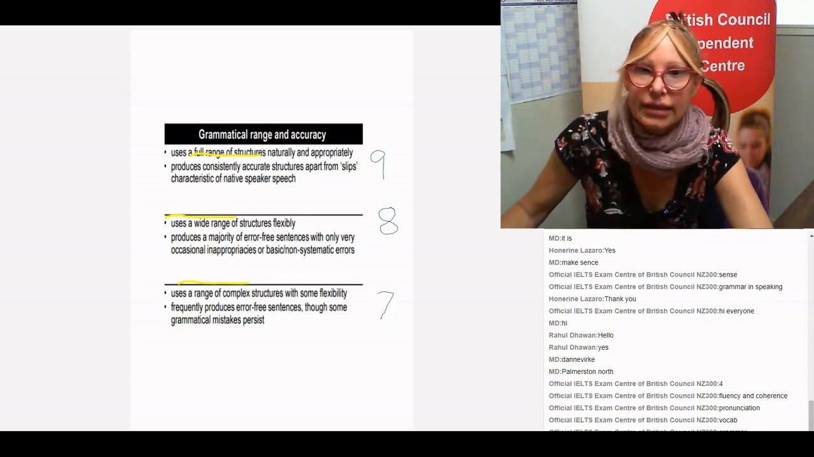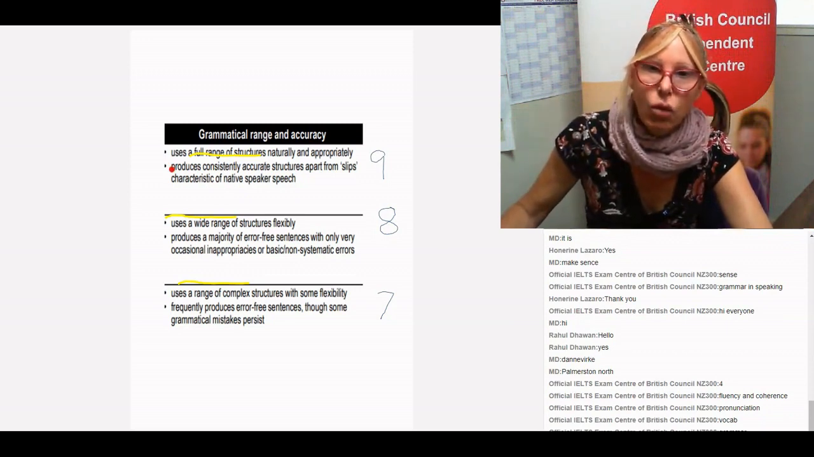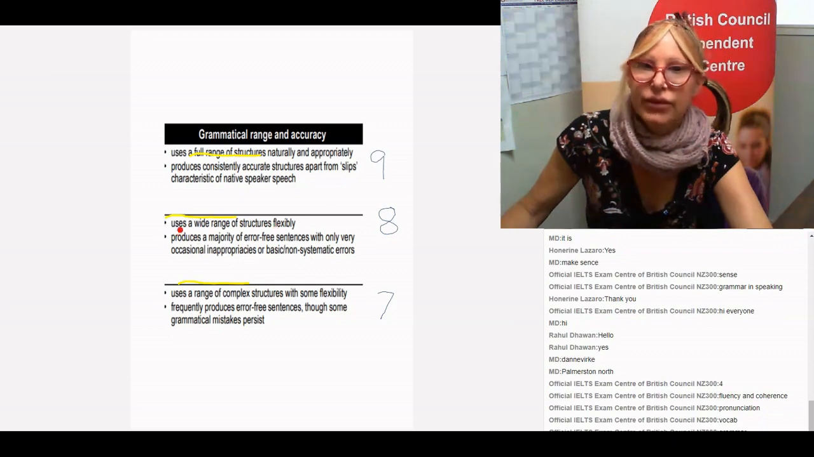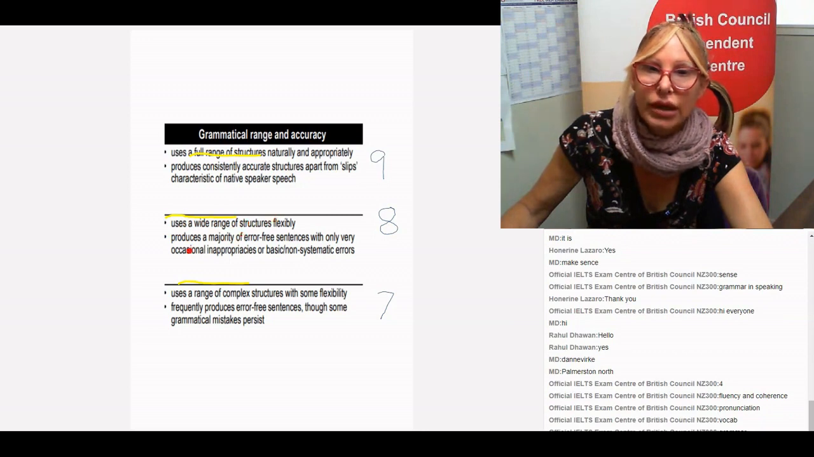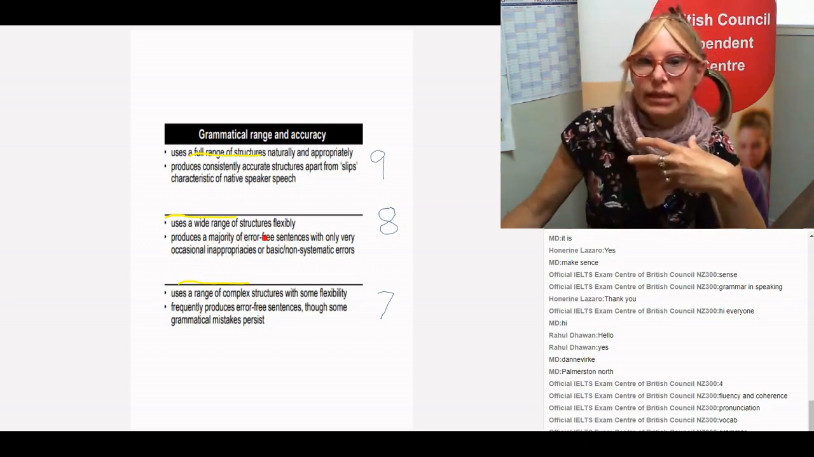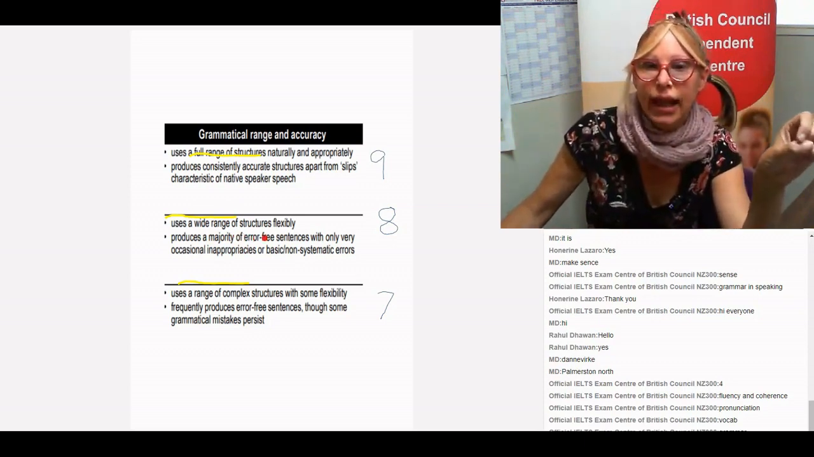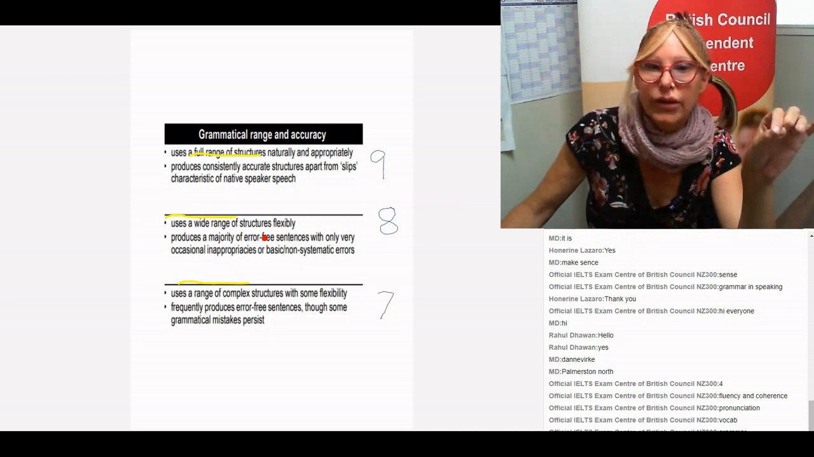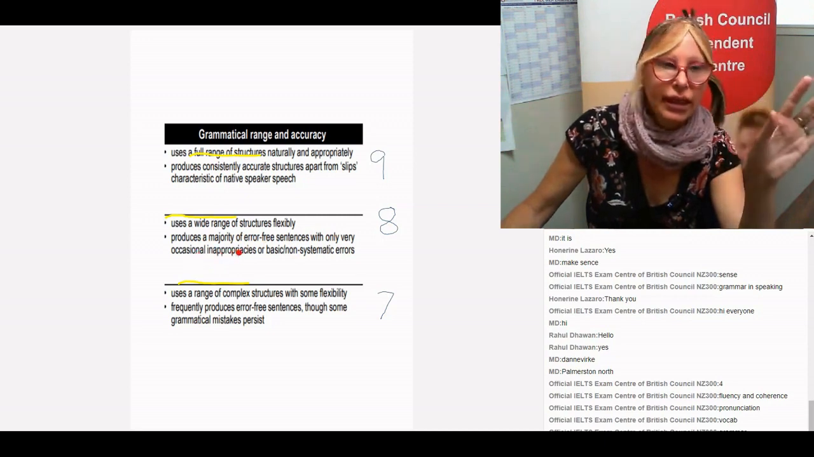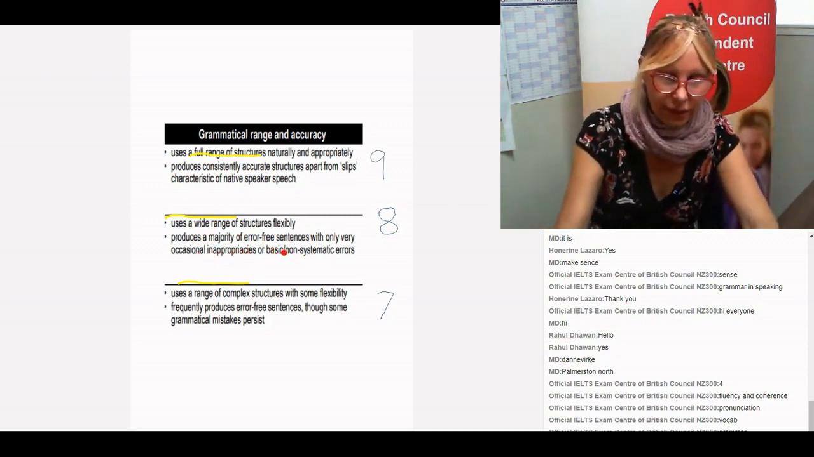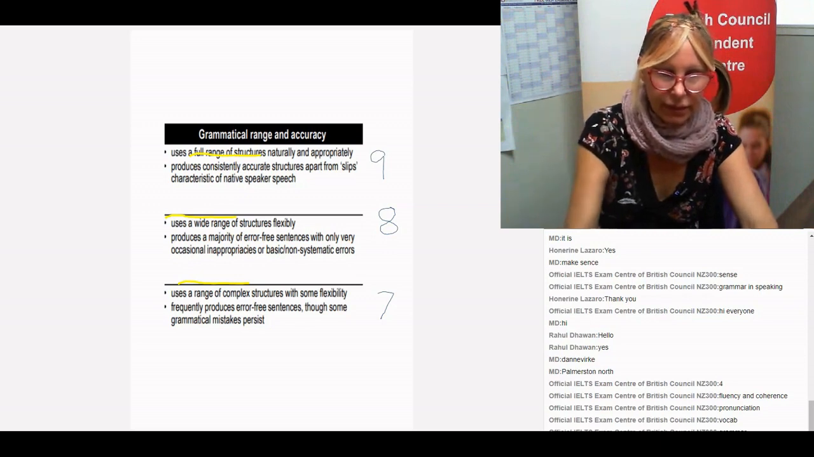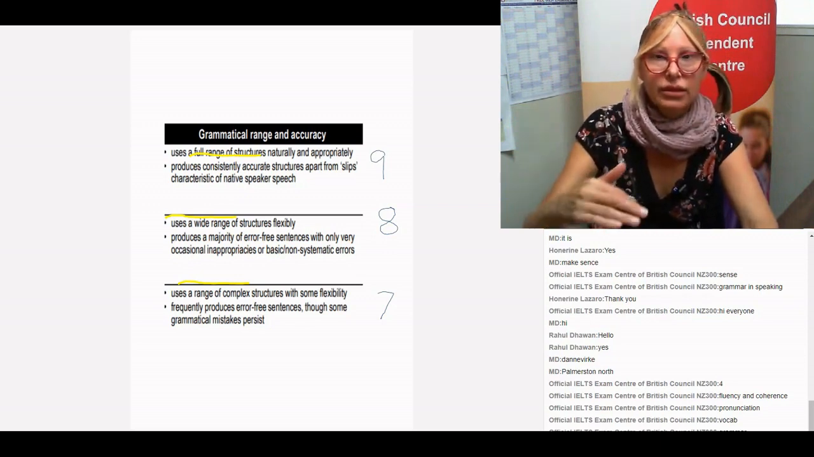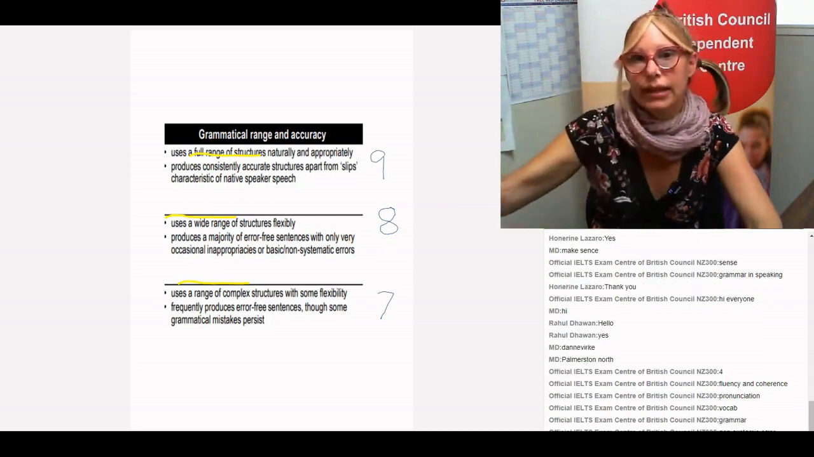Okay, so for an 8, to get an 8, you would need to have a wide range of structures flexibly used. You would also need to produce the majority of error-free sentences. So most of your sentences are without errors, with only very occasional inappropriacies or basic non-systemic errors. So a non-systemic error means that it's something that doesn't come through with every single example.